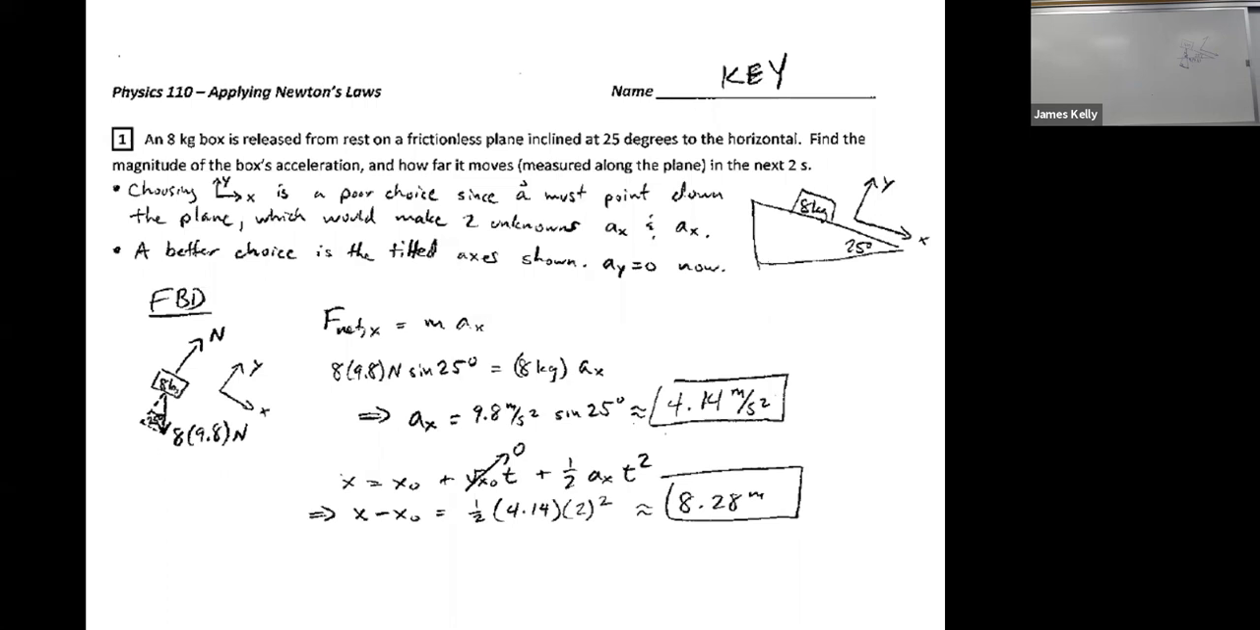Oh, my answers I got are 245 newtons. That's for A. And in B, I think it's accelerating, and there I get 2.9 meters per second squared in the direction down the plane.